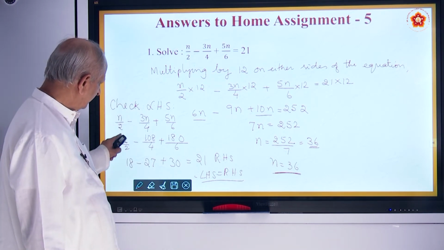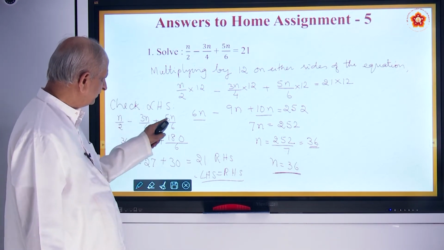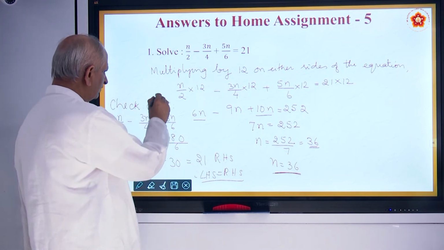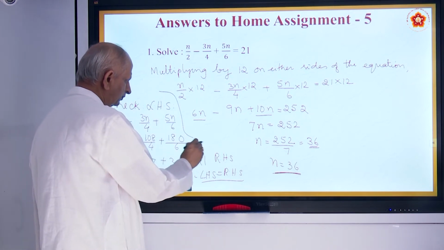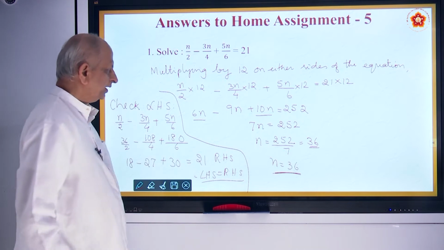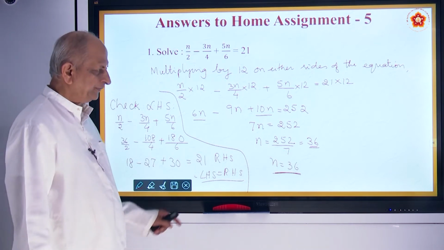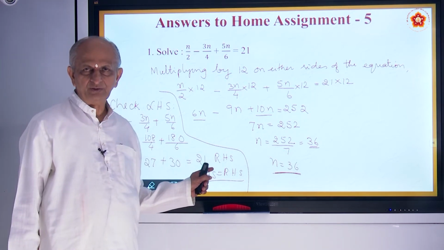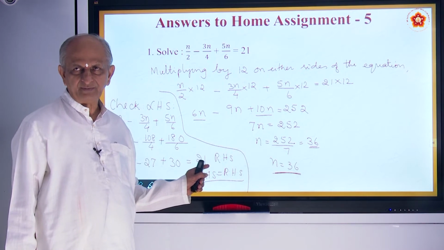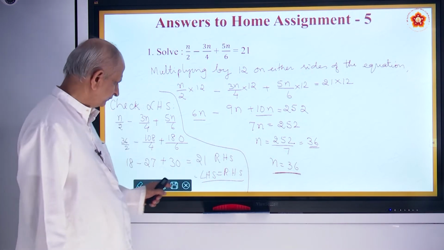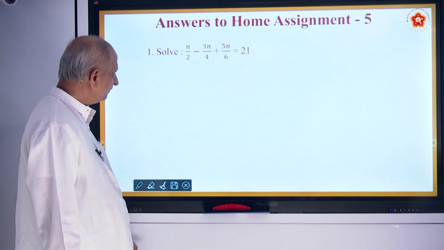Okay, just apply the 36 wherever there is n, and then you get this. You find that left hand side is equal to right hand side. Okay, we'll pass on to the next problem.